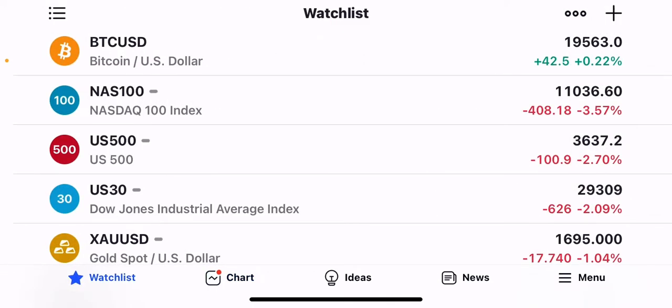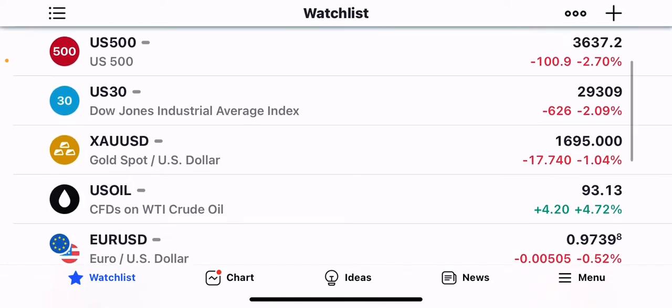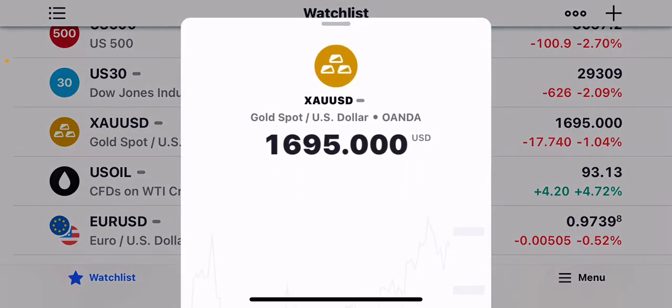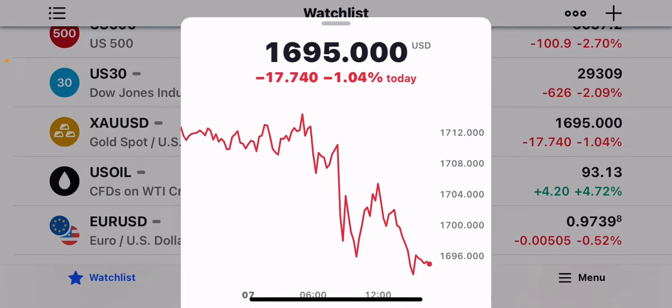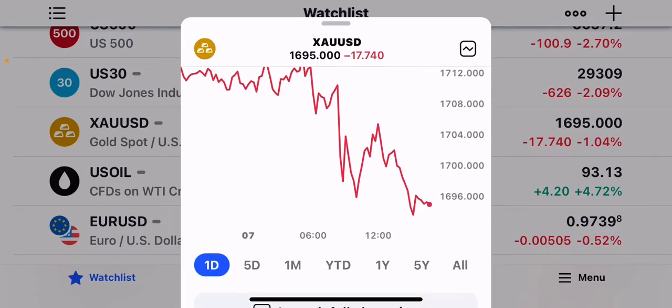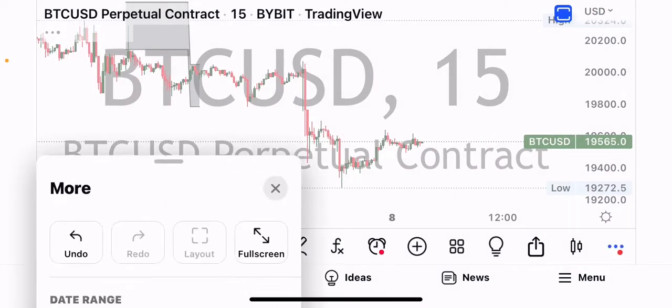So US 500 is the same as NASDAQ, US 30 also. Gold, let's take a look into gold and see what gold is doing. You can see here we had a nice drop on gold. So let's go into the chart and see what's going to happen here.